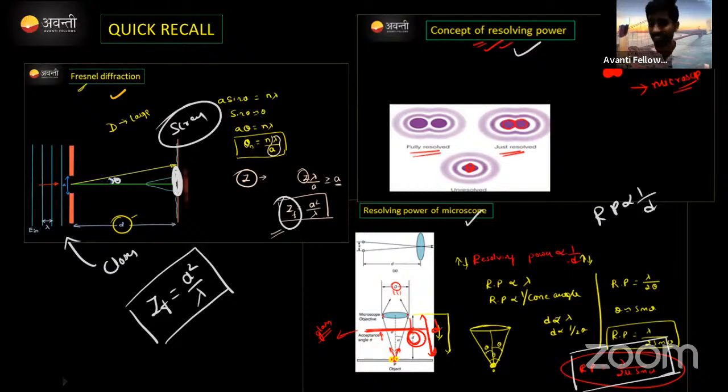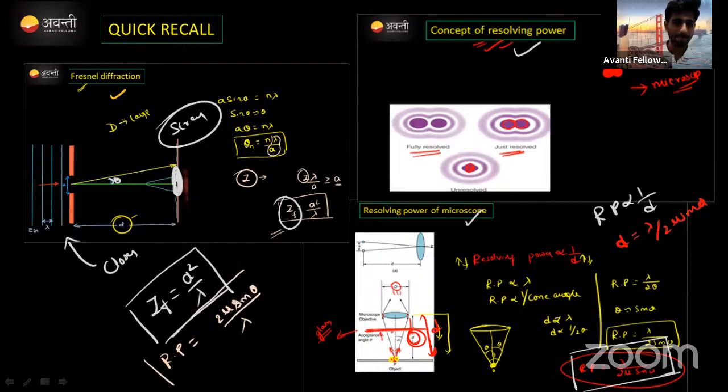Okay, distance value हमको आ गया था lambda upon 2 mu sin theta. Okay, इसको उल्टा रख दो. Okay, resolution power होता है, देखो इधर थोड़ा सा mistake हो गया. Okay, sorry for that. Resolution power will be equal to 2 mu sin theta upon lambda. Okay, correct it.